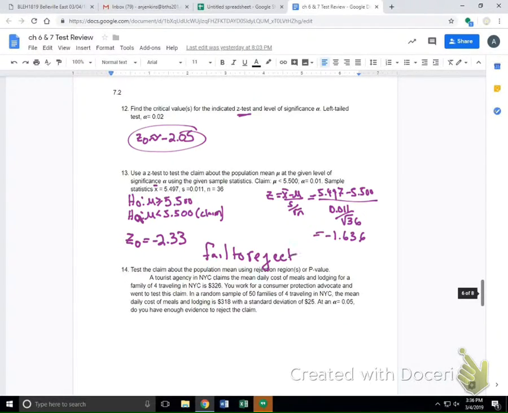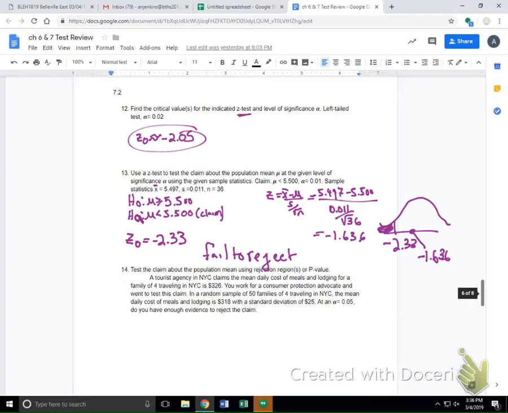Again, you can do that by looking at it and seeing if it's less than this, or you can actually do it by creating your distribution. You know that this is negative 2.33. You know your negative 1.636 is going to be out here. You see it's not in that region.